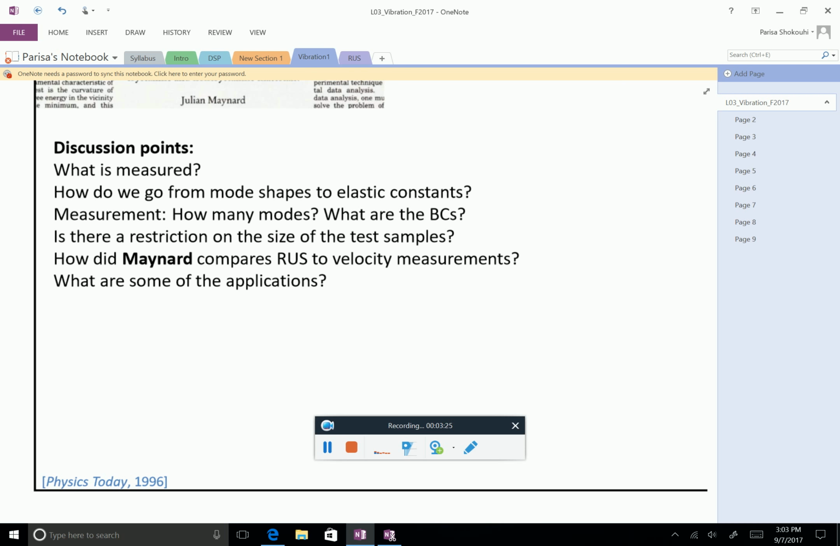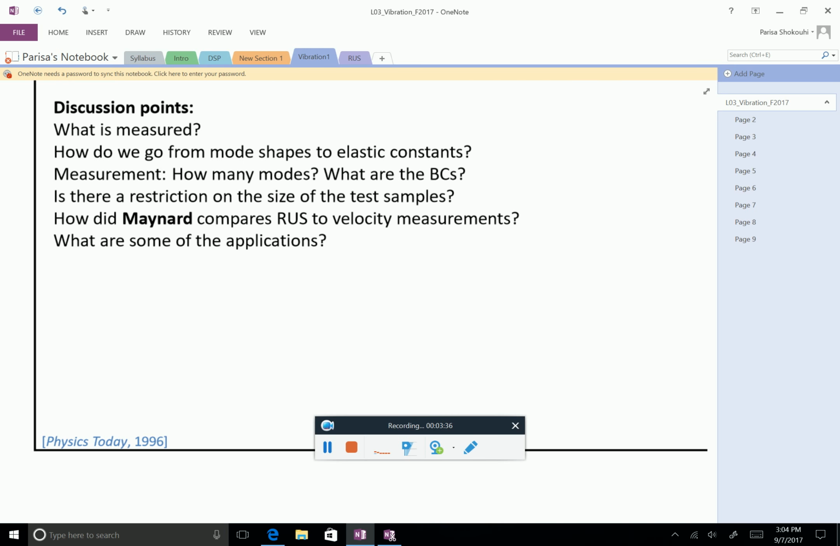So this method also gives you elastic constants, but how? Natural frequencies. Yes. So you measure natural frequencies, but how do we go from these natural frequencies, that we are going to talk a lot about, to elastic constants? It's very useful to think about this problem in terms of inputs. Let's say you go and you want to do a RUS measurement based on what you read. What are the inputs to this measurement?